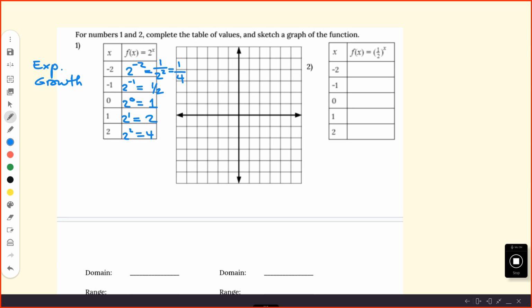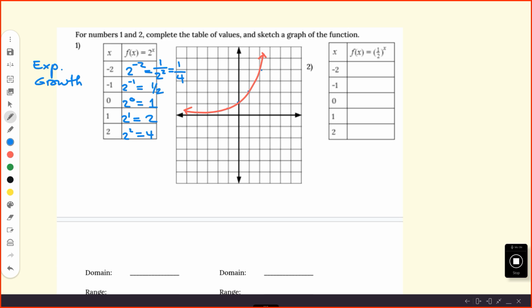Okay, so we're going to plot the points. And then, so we have our graph here, negative 2, 1/4. So that's going to be right here. Should be lower. And then negative 1, 1/2. And then 0, 1. And then 1, 2. And then 2, 4. 1, 2, 3, 4. And just connect the points. Then you have this graph. Okay? This is our graph for the parent exponential growth.